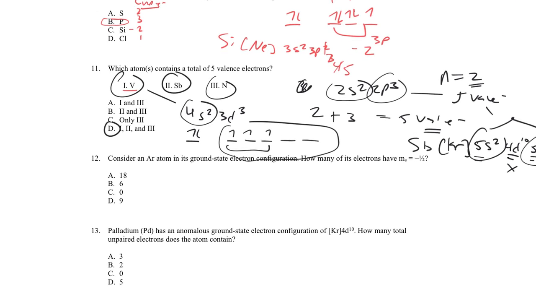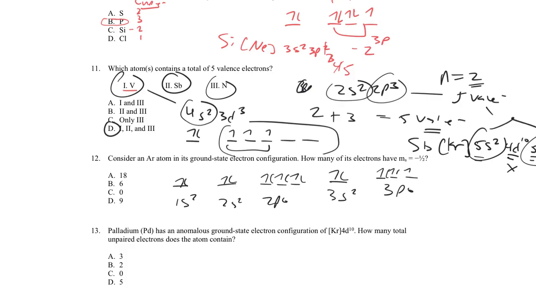Consider argon in its ground state electron configuration. How many of its electrons have an m sub s of -0.5? If we go from scratch, for argon we have 1s2, 2s2, 2p6, 3s2, and then 3p6. So all the electrons are spin paired for argon.